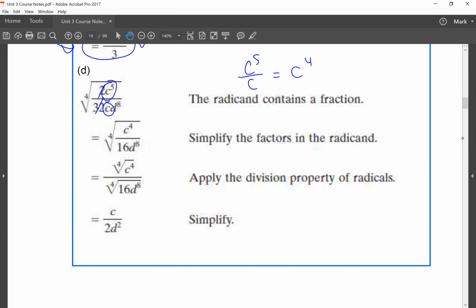So once I've reduced the factors in the fraction, I apply the division property of radicals and simplify. I take the quarter root of c to the 4, which is just c. I do the same for 16. Again, you can try this one on your calculator if you don't believe me. This would be 2. And D would be nice and easy. It's just 8 divided by 4, which is 2.